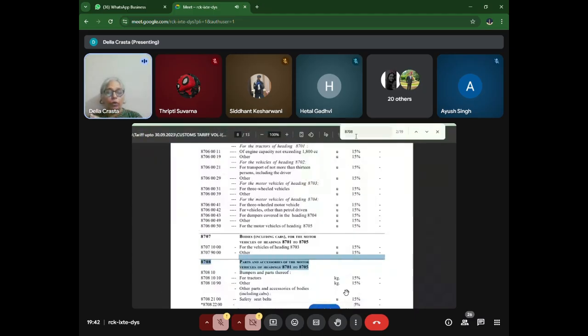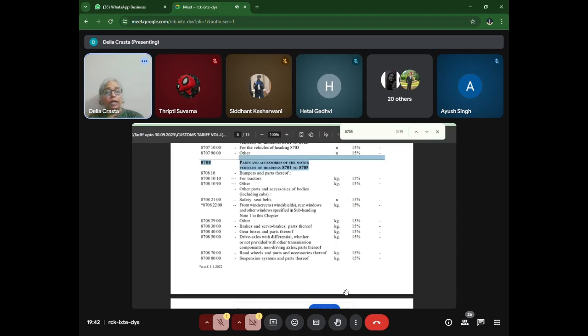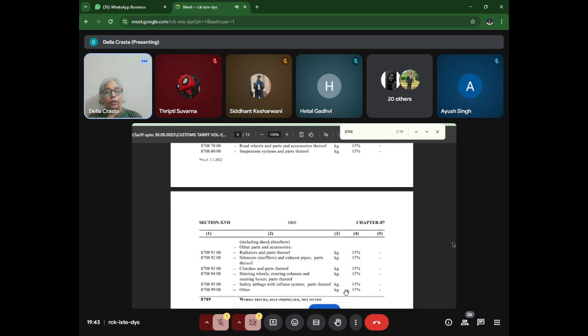So our product is what? Tufted textile carpet for cars. So if we are going to identify it as a part of a car, then the heading should be 8708. Now, if you see 8708, there are single dashes. One single dash is for bumpers, the other one is other parts and accessories of bodies, that is the cabs. Then brakes and servo brakes, gearboxes and parts thereof, drive axles with differential, road wheels and parts and accessories, suspension systems. I'm just reading the single dashes. Okay, other parts and accessories, which is the last single dash.